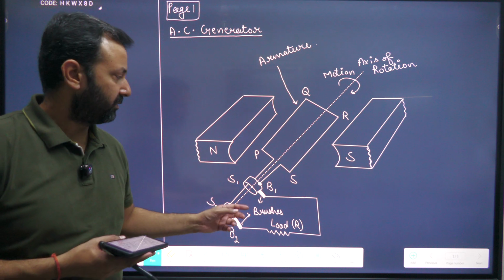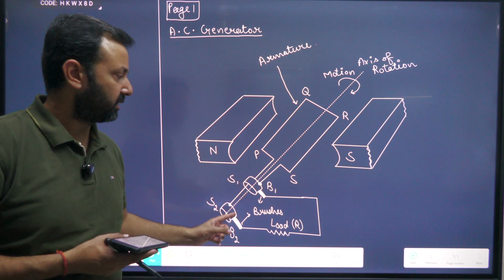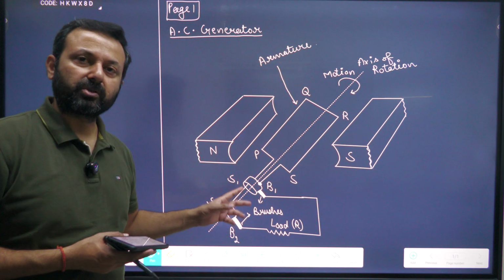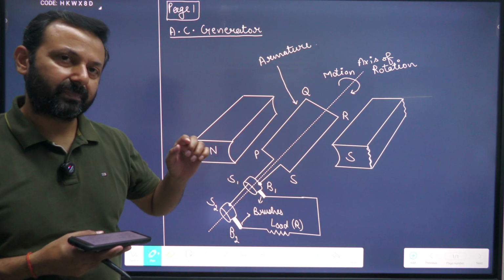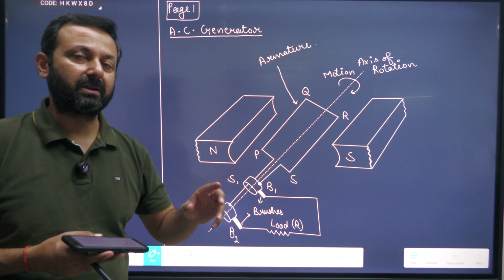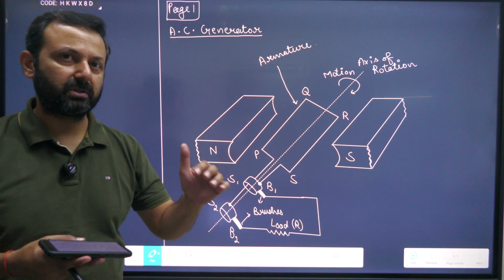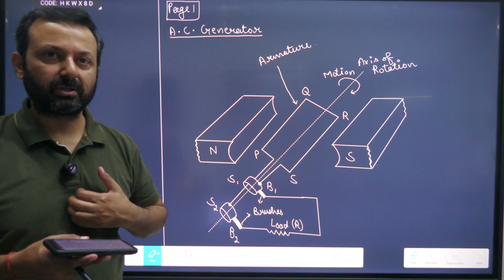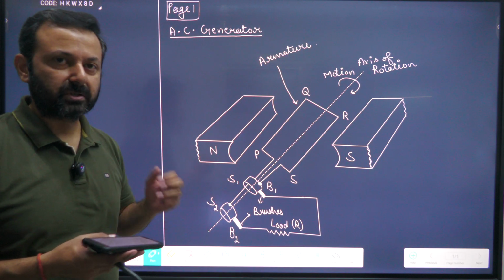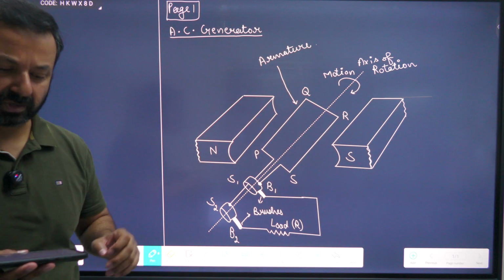Suppose we have these slip rings of copper, and these brushes are also of copper. Then when we rub copper against copper, how bad a sound it creates. So that's why, just to reduce the sound in a generator, these carbon brushes are used, because they produce a soft sound.